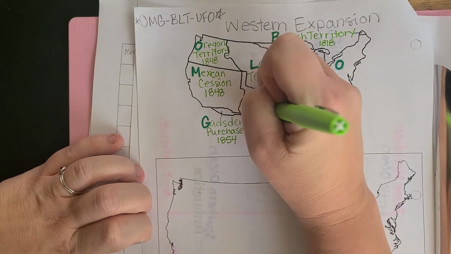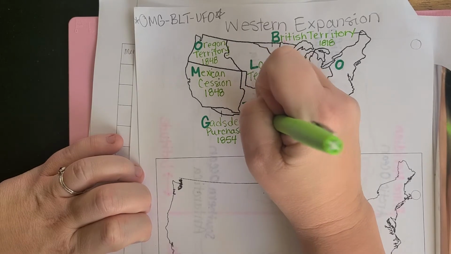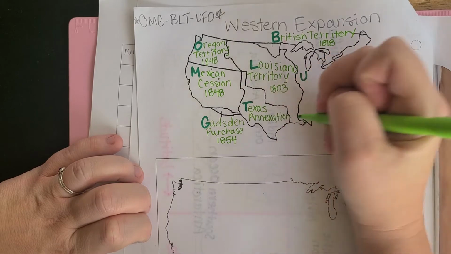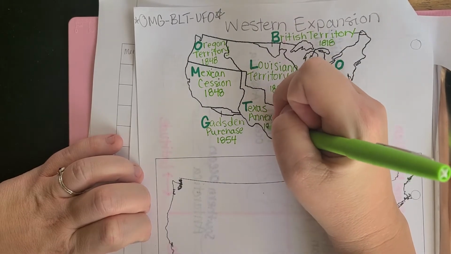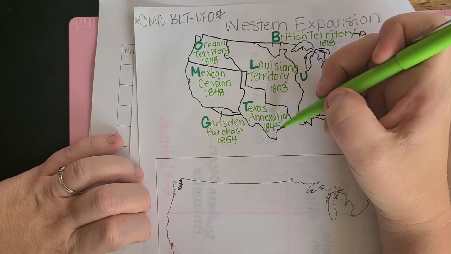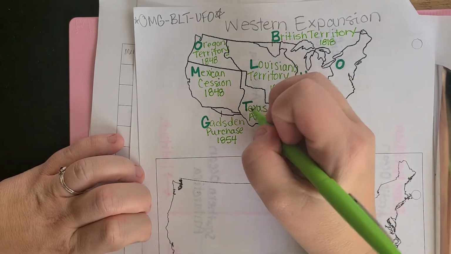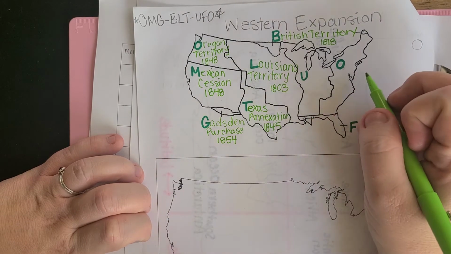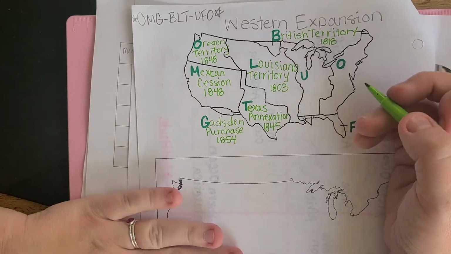All right, here's Texas Annexation. This is when Texas joined the United States. And it was way after the Alamo, okay? So Texas Annexation is when it was actually President Anson Jones of Texas signed a treaty with James K. Polk saying that we would be part of the United States.